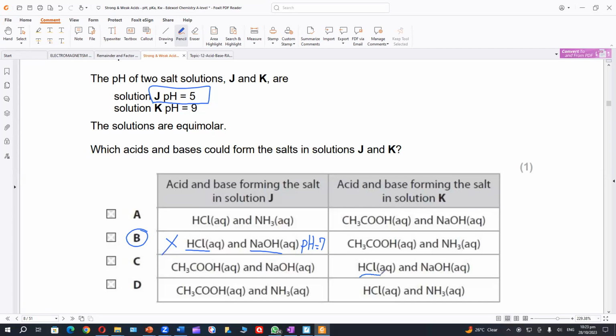HCl and NaOH, are they strong acid, strong alkali? Strong acid, strong alkali. I'm talking about option C. So when that's a strong acid, that's a strong alkali, yes. So pH would be 7 for this case. Yeah, pH would be 7 for that case. But what about K? The pH of K is how much? Look at the question data.